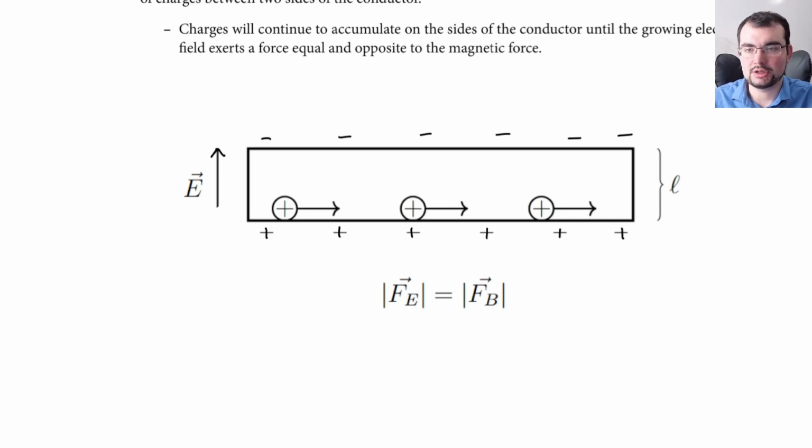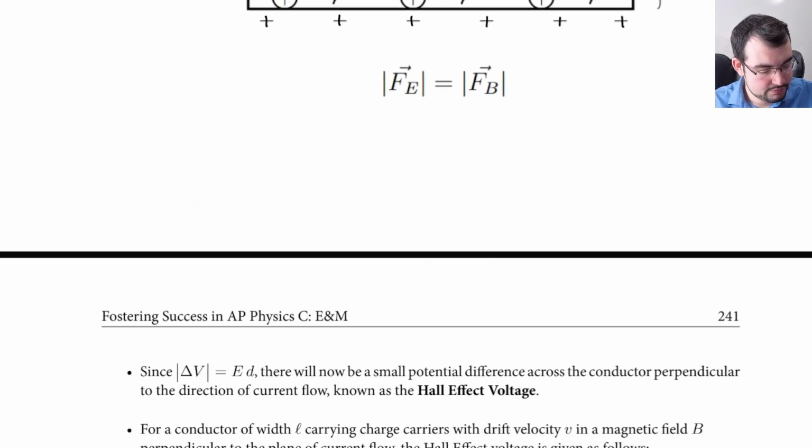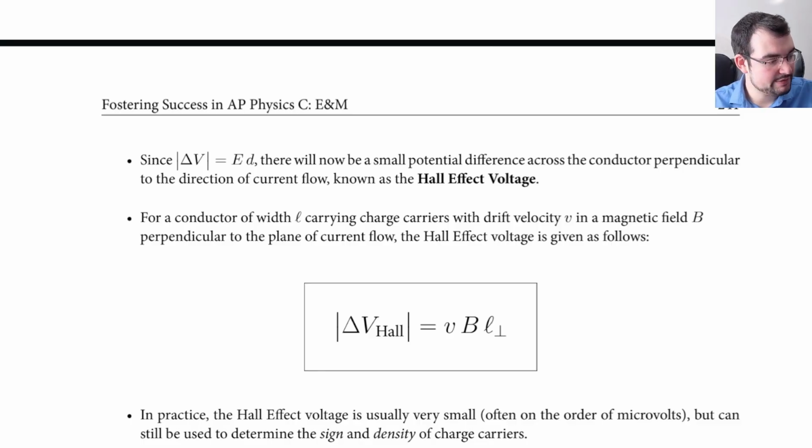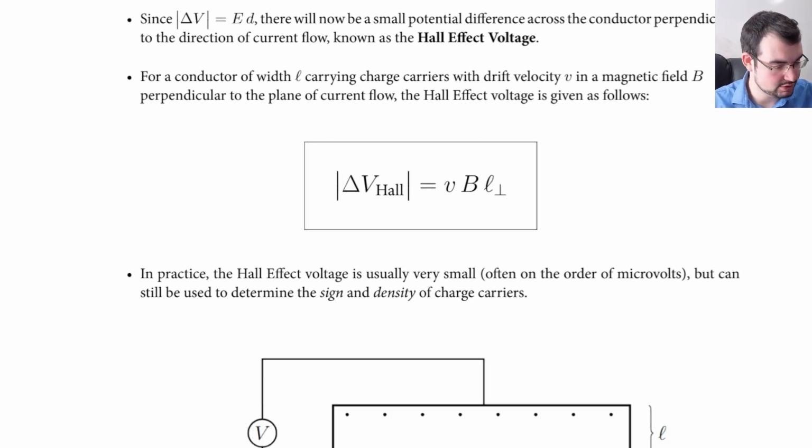So actually, when you have charges moving in a conductor in a magnetic field, we're going to have these sort of unequal charge densities, which creates a potential difference. So this is known as the Hall effect voltage because you have some sort of potential difference. And this is a very small potential difference, but we'll actually call this just the vBL formula. So if you have a conductor whose width is L, carrying these charge carriers that are drifting at v, we get this vBL is going to be our voltage perpendicular to current flow.